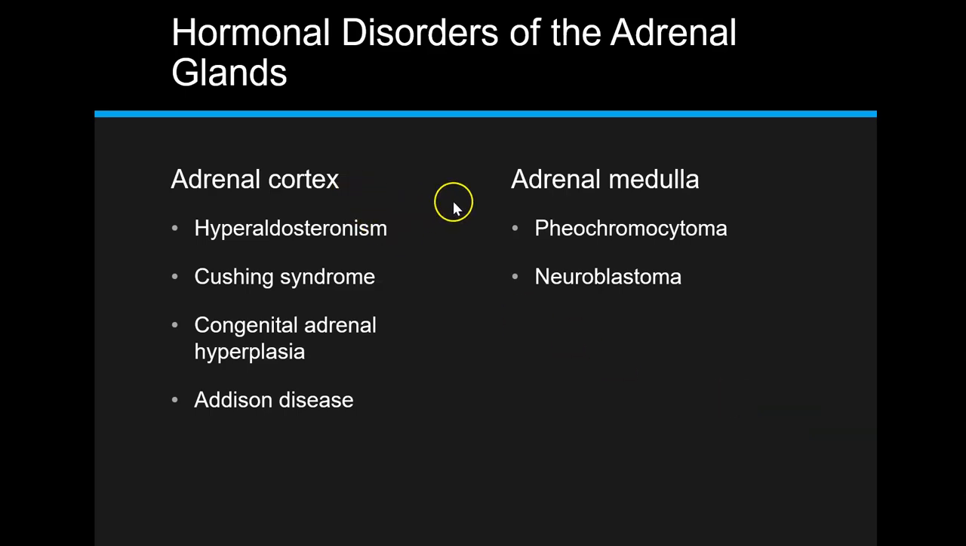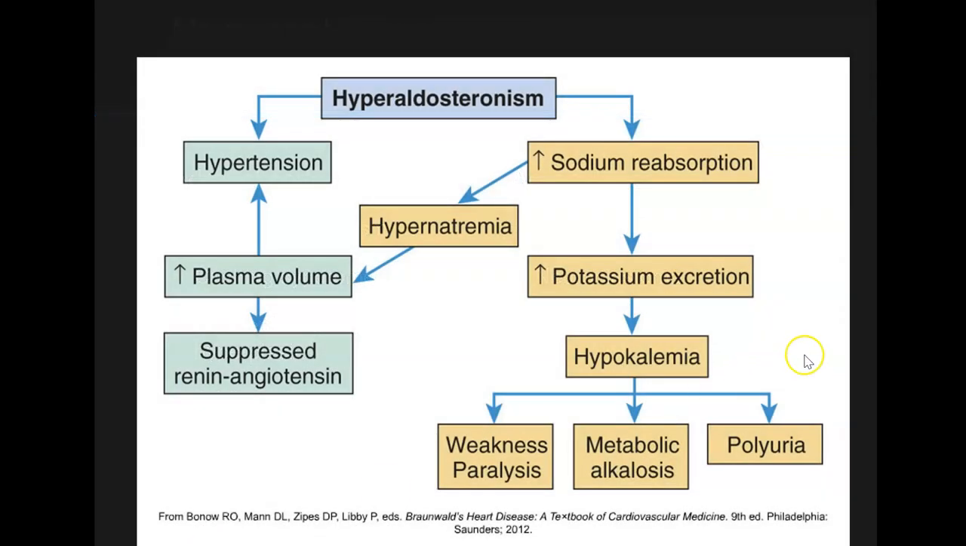So we have the hormonal disorders of the adrenal glands. We have the adrenal cortex. We have hyperaldosteronism, Cushing syndrome, congenital adrenal hyperplasia, and Addison. And diseases of the adrenal medulla, you have pheochromocytoma and neuroblastoma. Okay. With hyperaldosteronism, so too much of the aldosterone, remember that affects the kidneys.